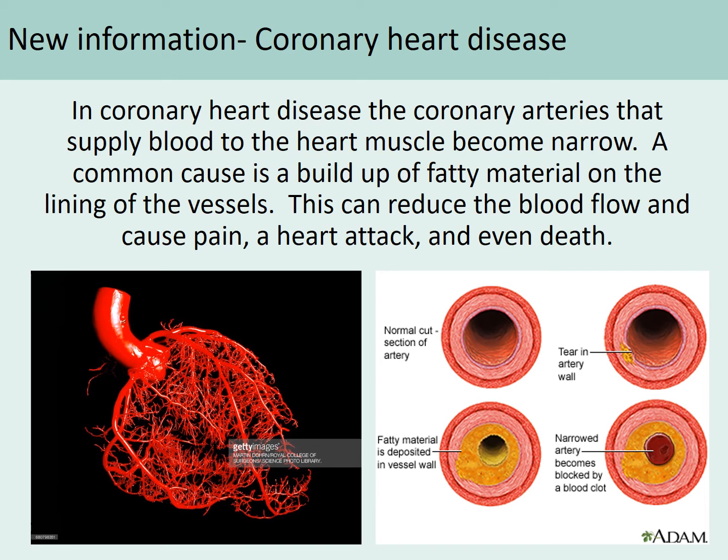Now, sometimes those arteries, those coronary arteries, can become blocked. And they can become completely blocked, or it can just reduce the flow of blood quite significantly. So you can see at the bottom, on the left-hand side, we're going back to that picture that shows the network of blood vessels supplying the heart. On the right-hand side, you can see a normal section of artery. So you've got that thick muscular wall that we spoke about in last lesson. And then in the other 3 pictures, you can see what happens when there is damage.